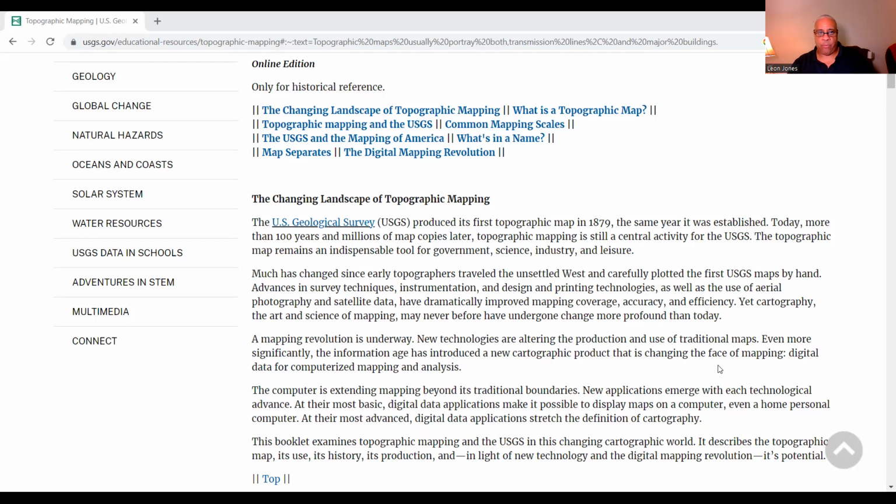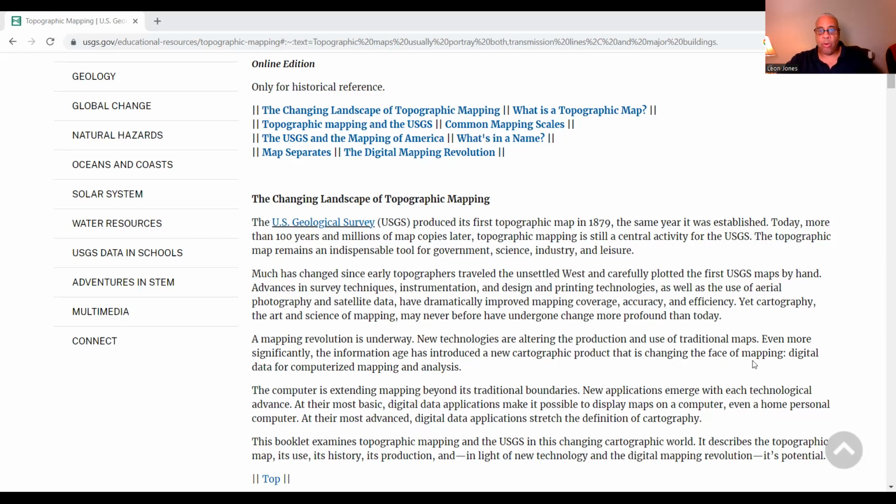Yet, cartography, the art and science of mapping, may never before have undergone change more profound than today. Now, a mapping revolution is underway. Why? Because new technologies are altering the production and the use of traditional maps. Even more significantly, the information age has introduced a new cartographic product that is changing the face of mapping: digital data for computerized mapping and analysis.